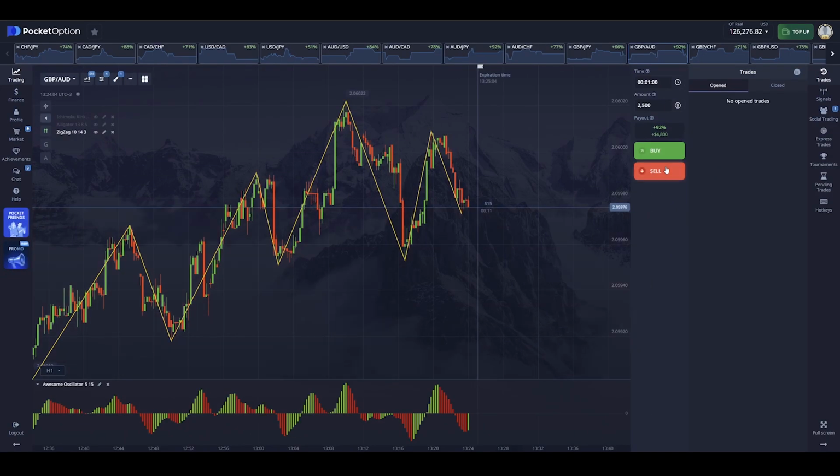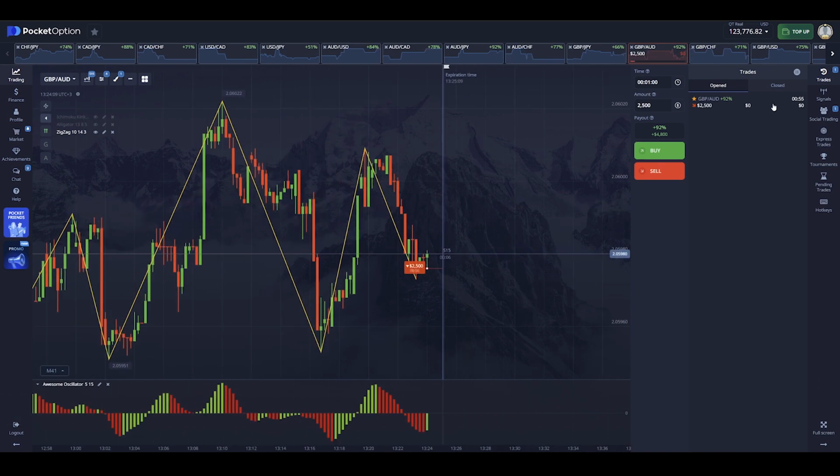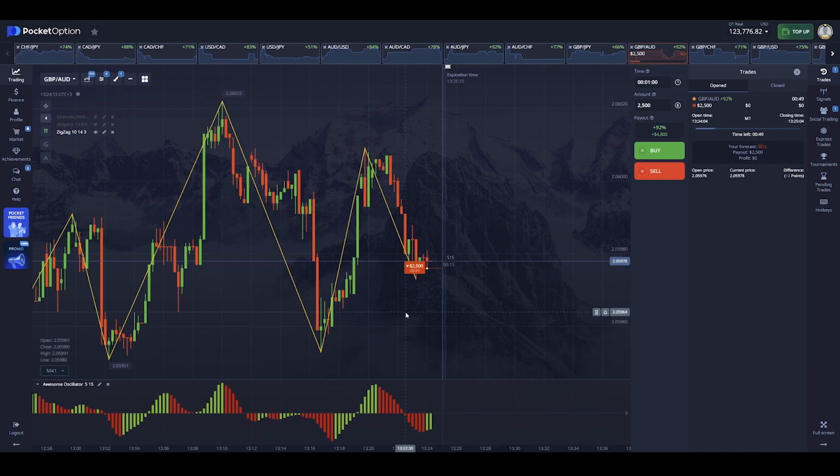$1,650. Next currency pair. British pound, Australian dollar, and right away, there's a good setup for a sell. Let's just watch in silence. We'll observe this trade, and then try to find a setup specifically for a buy.